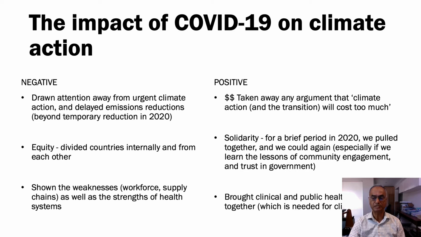Secondly, we did pull together at certain points and support vulnerable people. I remember that early in the pandemic, homeless people in Perth were all housed in hotels, and income support was provided generously across the board. These are good precedents for the future. And lastly, clinical and public health people have worked together like never before, and such partnerships will be needed for climate action in the health sector, so we can address both mitigation through our clinicians and adaptation, which is more a public health response at the same time.